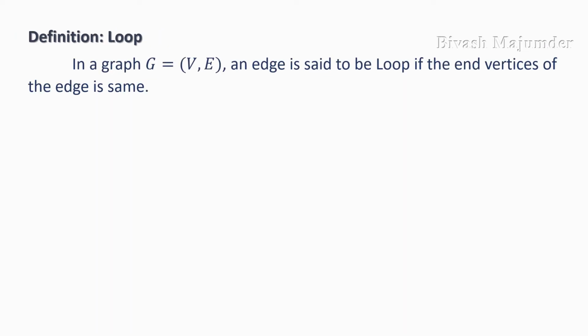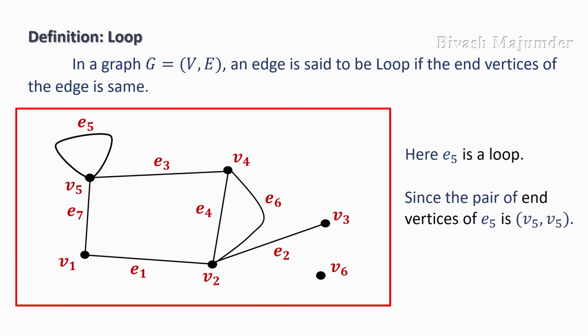Now, we look into the definition of a loop. In a graph G, an edge is said to be a loop if the end vertices of the edge are the same. In this picture, you can see a loop E5.